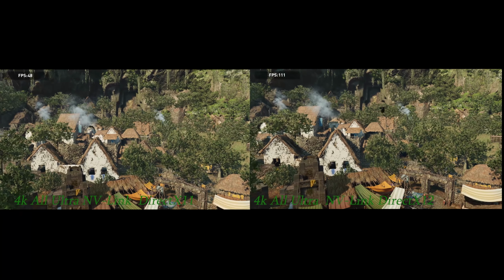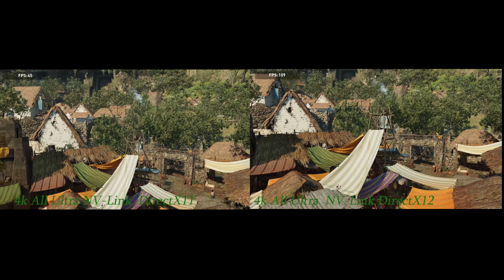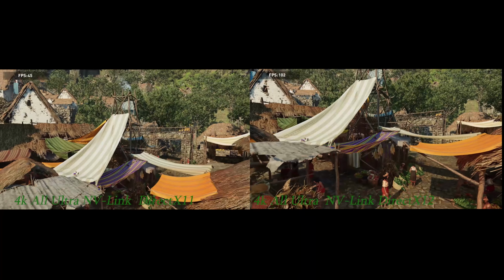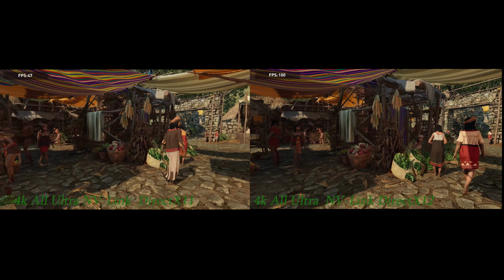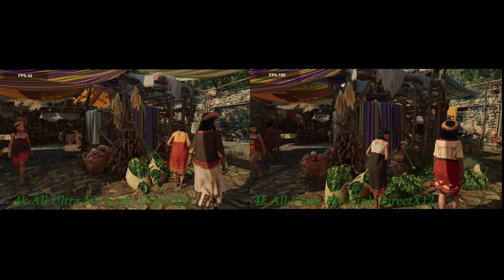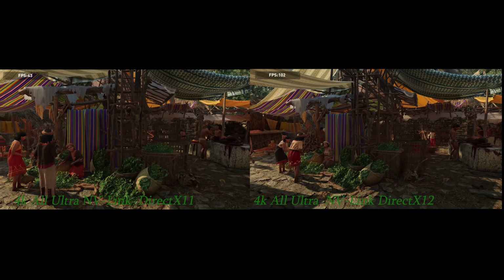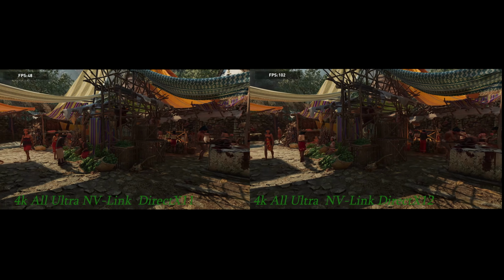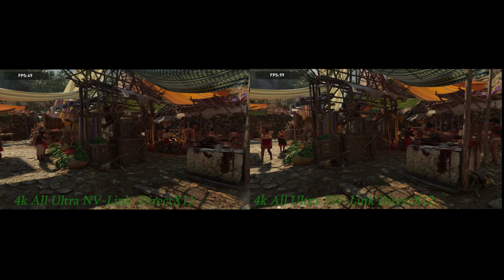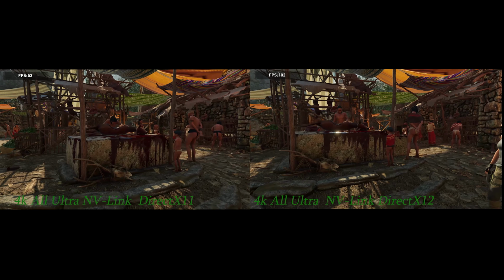But for me, everything started with Deus Ex: Mankind Divided, where by default the game was set to be played on DX12, and even with this mad gaming setup that I have, I was getting around 50-60 frames per second, even with the NVLink active. And I said, what the hell is going on?